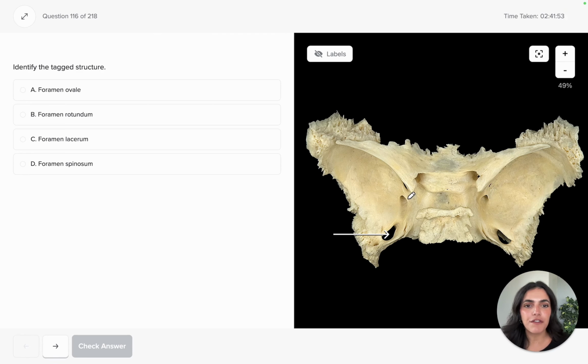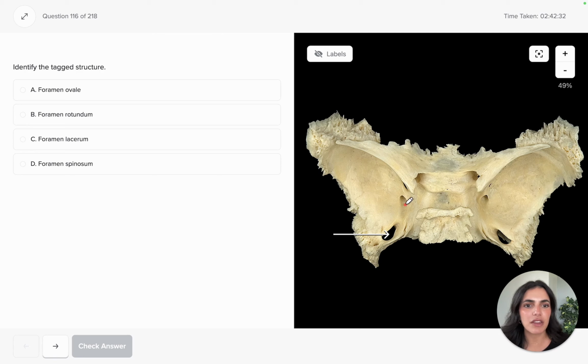Now, the most inferior foramen that is found on the sphenoid bone is going to be the foramen spinosum. It's very, very small, and the foramen spinosum is going to contain the middle meningeal artery after it has branched from the maxillary artery in the infratemporal fossa to eventually ascend and enter into the aspects of the skull to go and supply the dura mater.